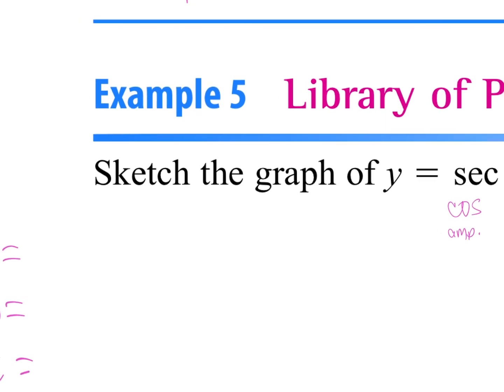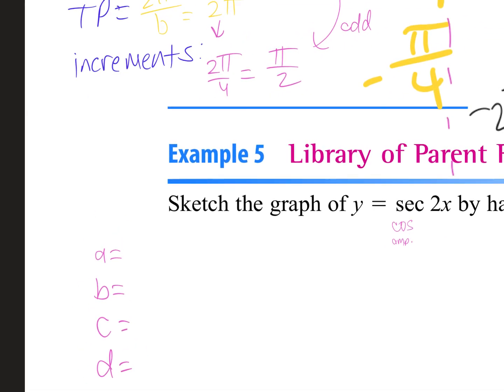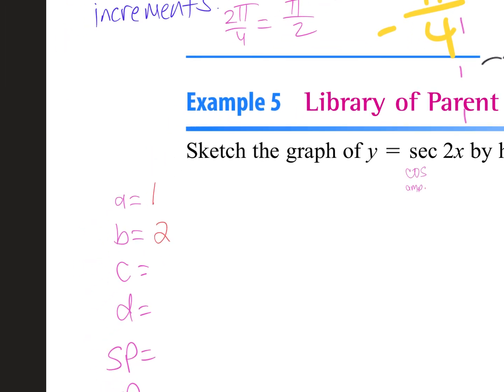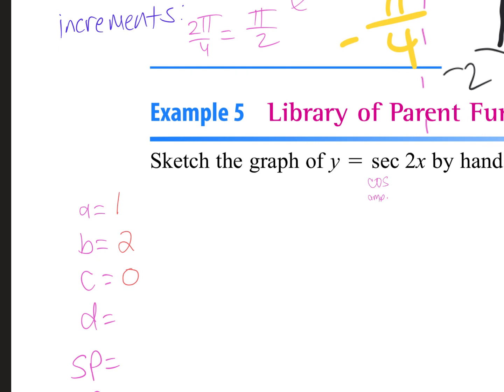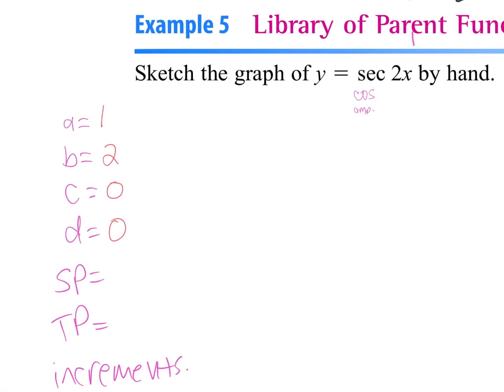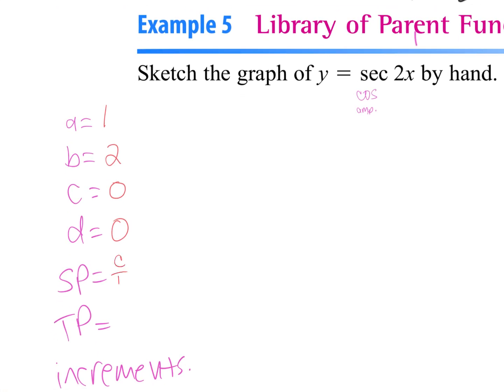All right, guys, so if I look here, I'm going to determine my A value. Remember, A is your amplitude. It's the number in front of your function, so it's 1. It's a positive 1, so we don't have a reflection. B is the number in front of your x, so that's our 2. C is our phase shift, left and right. Did we add or subtract anything? No, so it's 0. And then D is our vertical shift up and down, and we're not moving it anywhere, so it's 0.